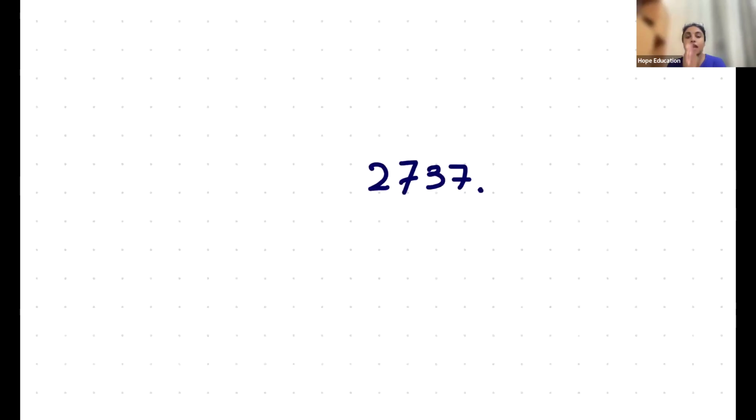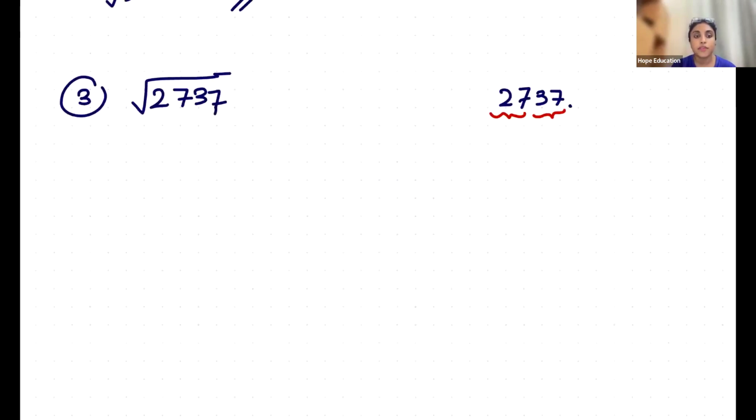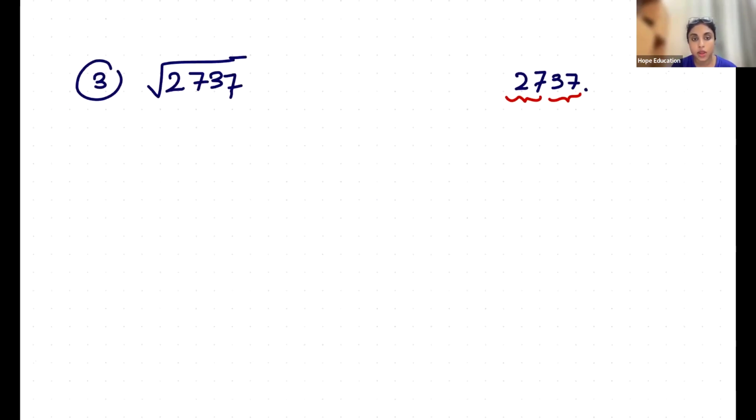So after the decimal point, there are no values here. We take the values before the decimal point and arrange them in pairs of 2 digits. So this is one pair and this is another pair. Then we will find the square root. 27 is one pair, 37 is another pair, and I put my division mark here.